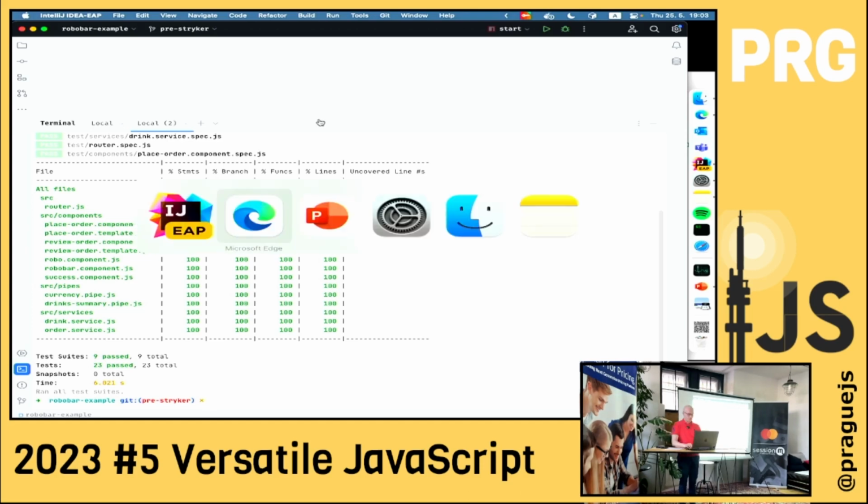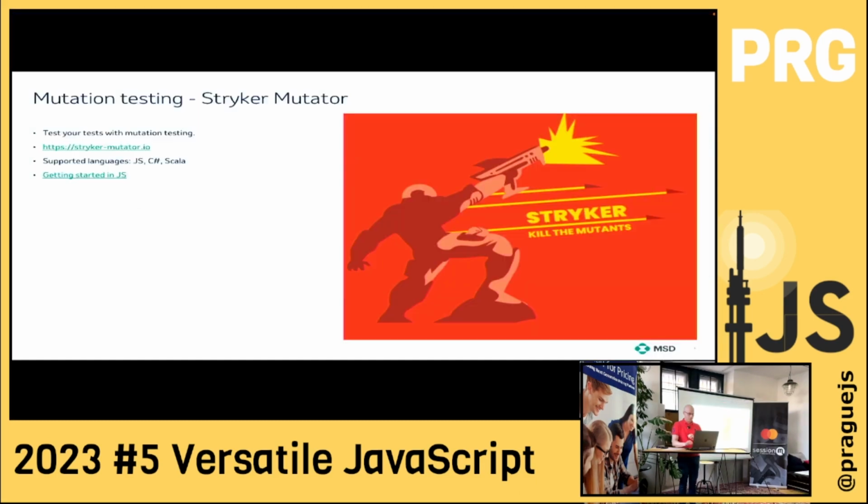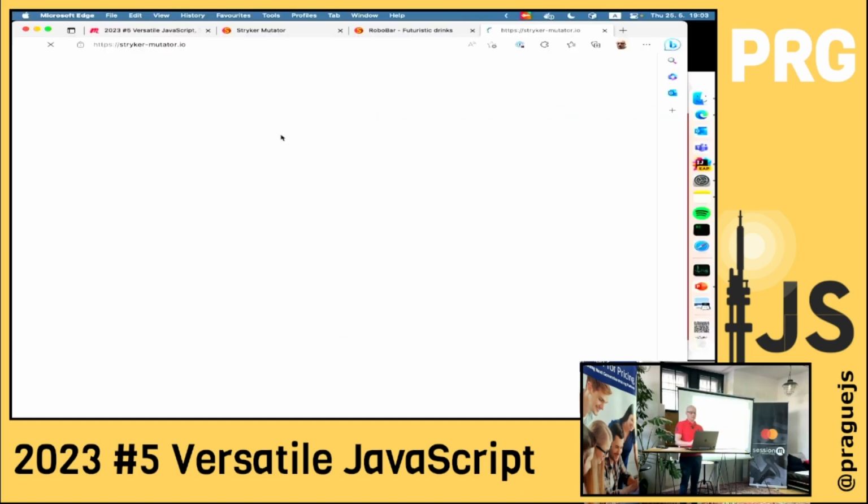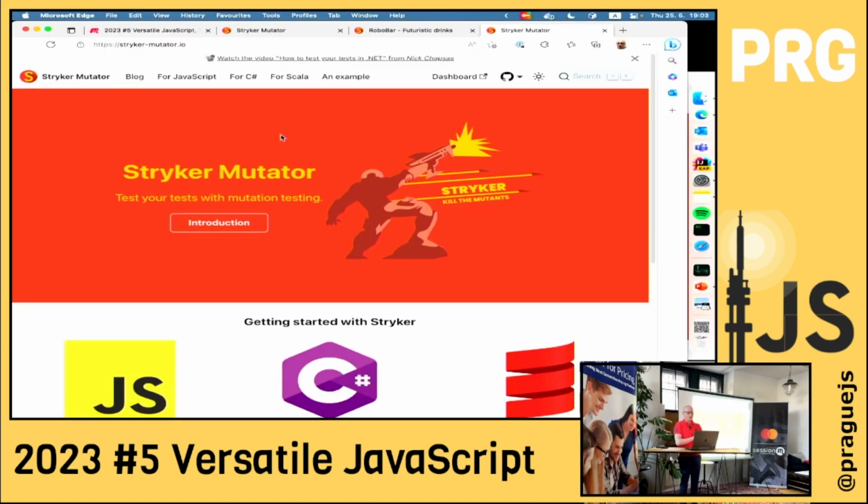So let's move to the next slide. I will talk about mutation testing with a special tool which arrived in JavaScript, and that's called Stryker Mutator. What is it? It's an application, a tool which can test your tests.